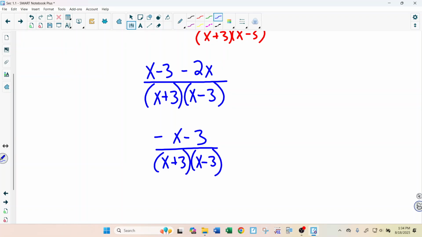Now, look at that. That looks really close. Negative x minus 3 on the top looks like that should be able to factor, but I'm going to have to rewrite that a little bit. I'm going to factor out a negative 1, and then that will give me x plus 3.